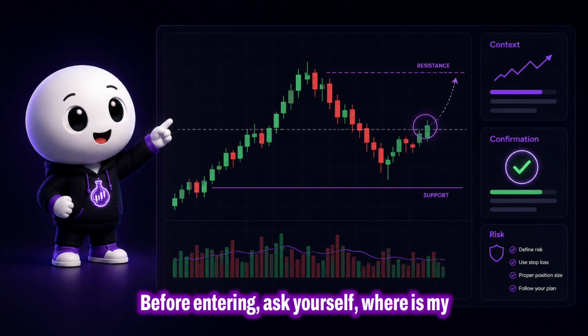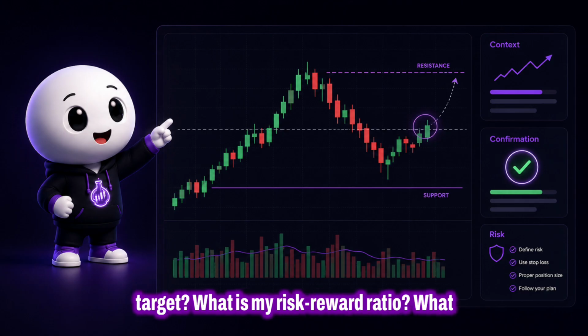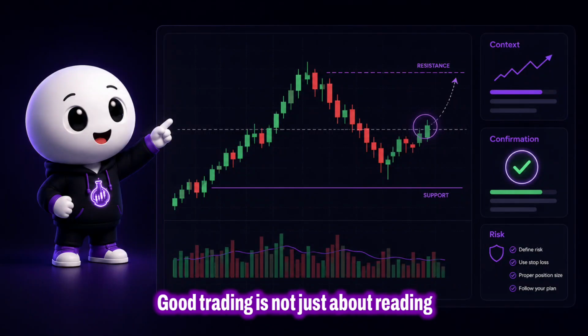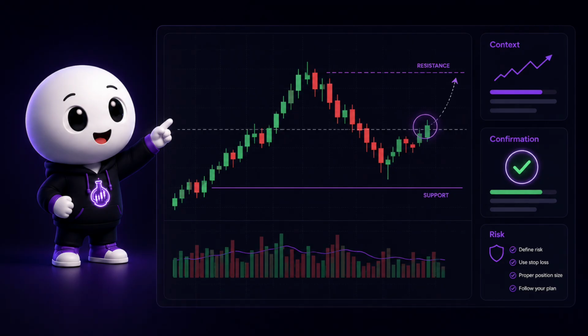Before entering, ask yourself, where is my entry? Where is my stop loss? Where is my target? What is my risk-reward ratio? What will I do if the trade fails? Good trading is not just about reading candles. It is about building a complete decision-making process.